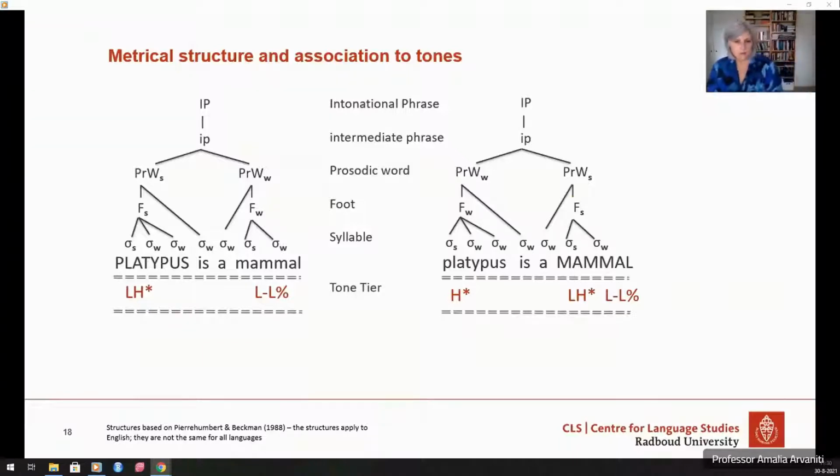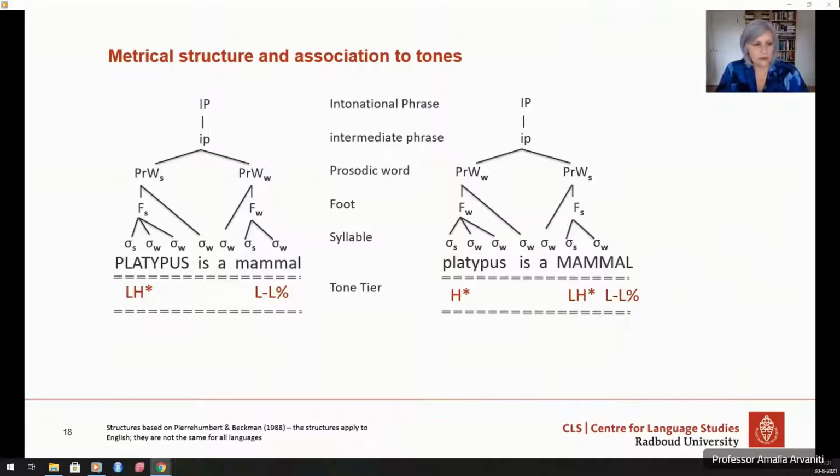So what is this tune? At an abstract level, it is the string that you see in red, which is separated from the prosodic structure by broken lines. The aim of these broken lines is to indicate that, in fact, you're on a different plane. Okay? So, to simplify, what this does is to tell you that the prosodic structure and the tune are independent of one another.